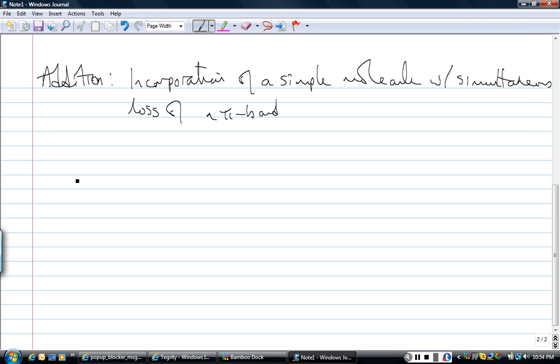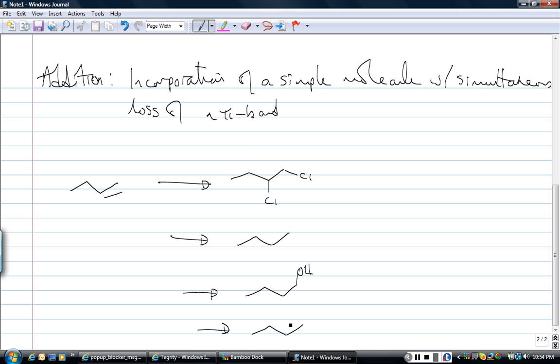And we looked, for example, at if I take this compound, we can convert that into this one, or into this one, or into this one, or into, say, this one, Br or something. This reaction involves using chlorine. This one is a hydrogenation, this one is water, this one is HBr.